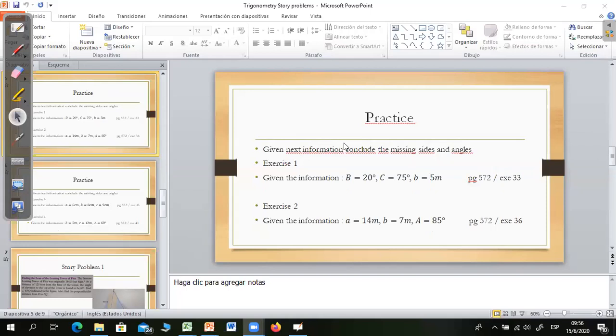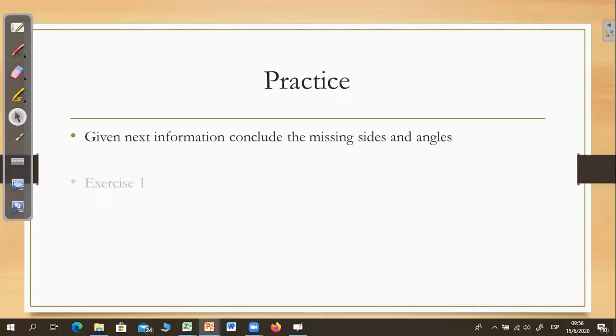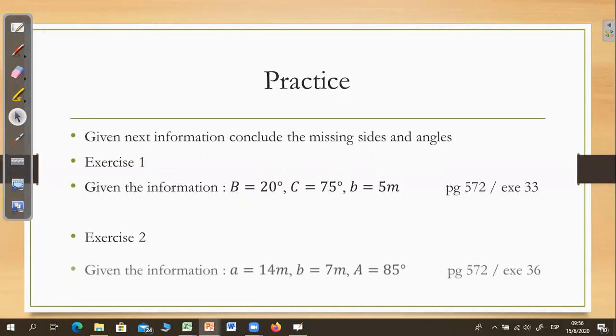Now and forever. And now we're going to start with this practice. We already started with this one. We're going to continue specifically with exercise 2, which is related with that information, and it is on page 572, sorry, exercise 36. So we're going to solve that one. Of course, we already solved the first one last class.